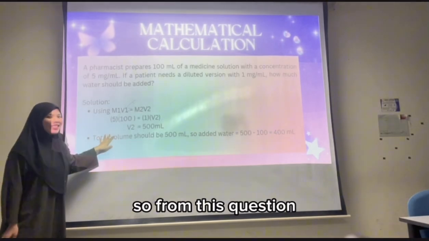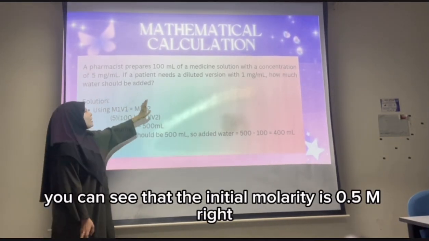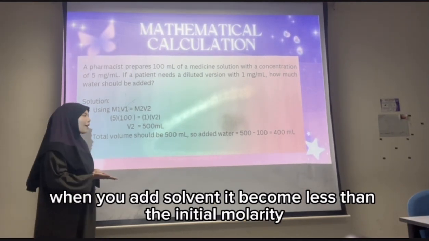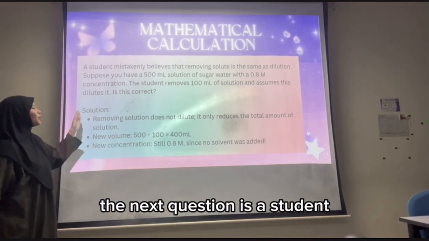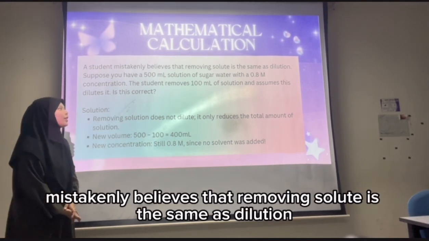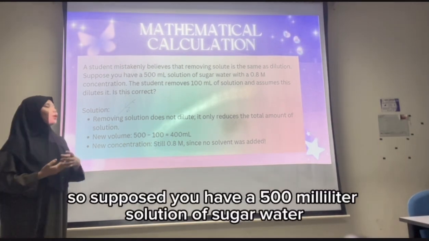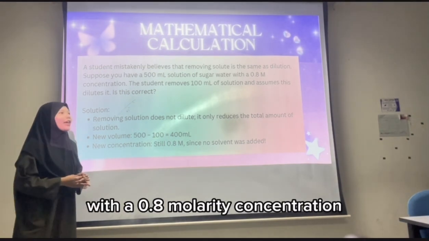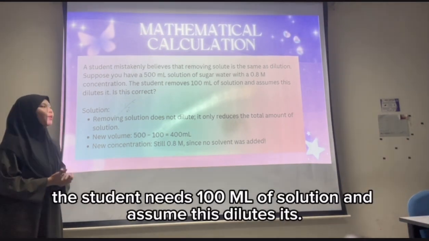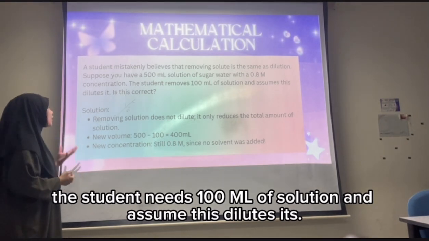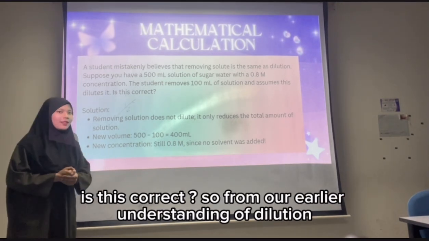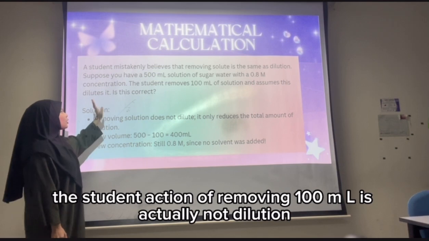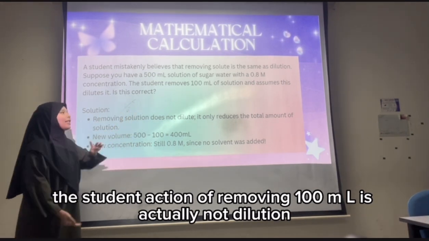So from this question, you can see that the initial molarity is 0.5, right? When you add solvent, it becomes less than the initial molarity. The next question is, a student mistakenly believes that removing solute is the same as dilution. Suppose you have a 500 milliliter solution of sugar water with a 0.8 molarity concentration. The student removes 100 ml of solution and assumes this dilutes it. Is this correct?